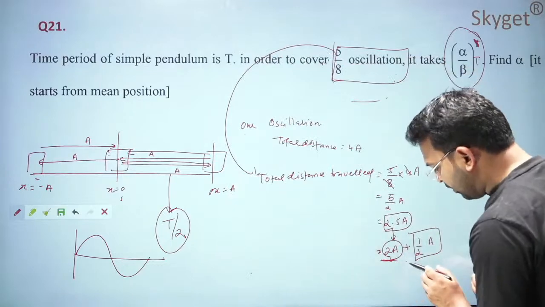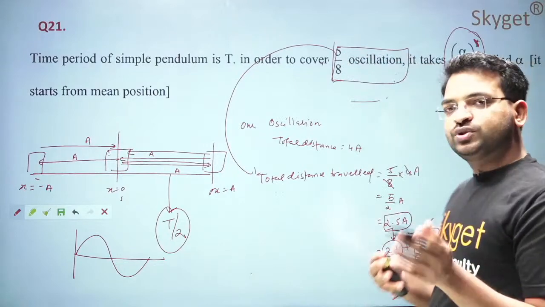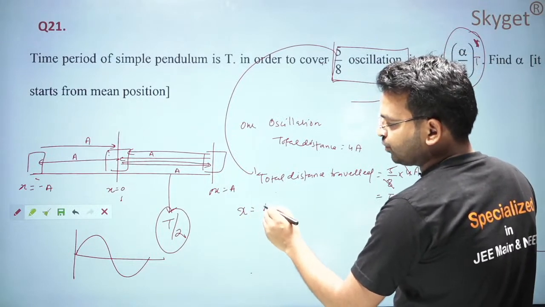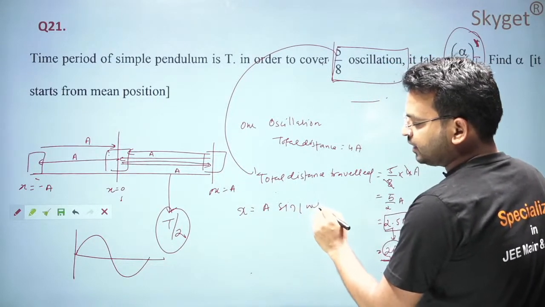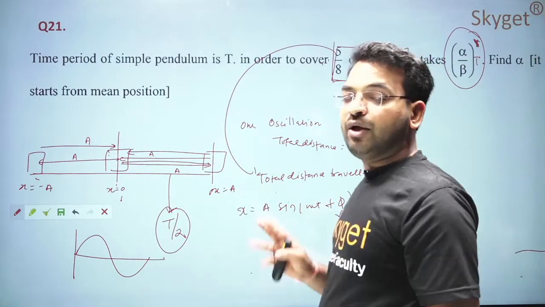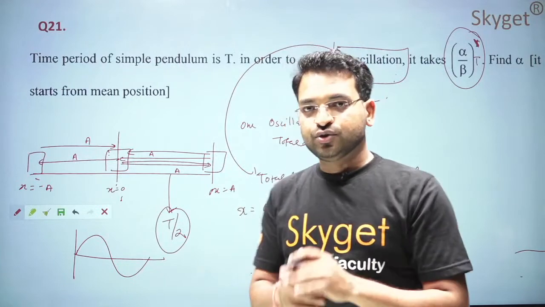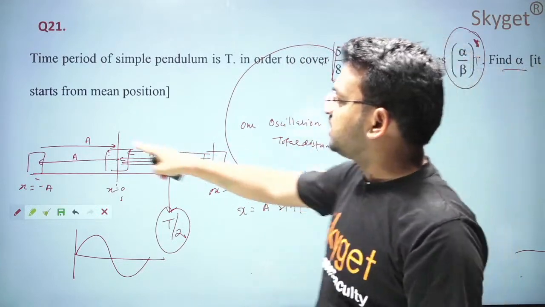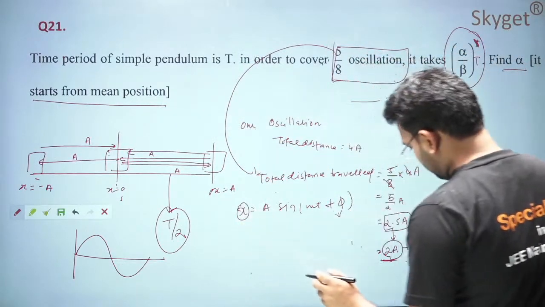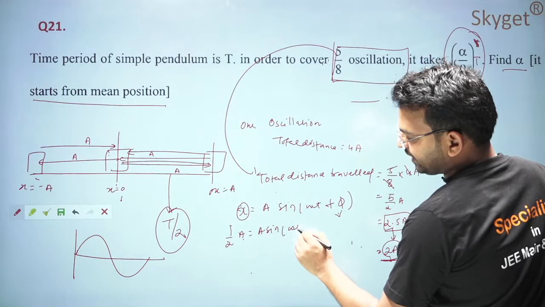Now let me ask you how much time you will take to travel a further 1 by 2 A. This is what we can get from using the SHM equation. And how can we use the SHM equation? So let me tell you guys that x equals A sine omega t. Since it is starting from the mean position, whatever the phase factor is, that will be 0. Why? What is the meaning of phase? Phase tells you from where exactly the motion is starting. In this case, they have told us that since this is starting from the mean position, I will assume phase to be 0. So I can equate x equal to 1 over 2 A equal to A sine omega t.